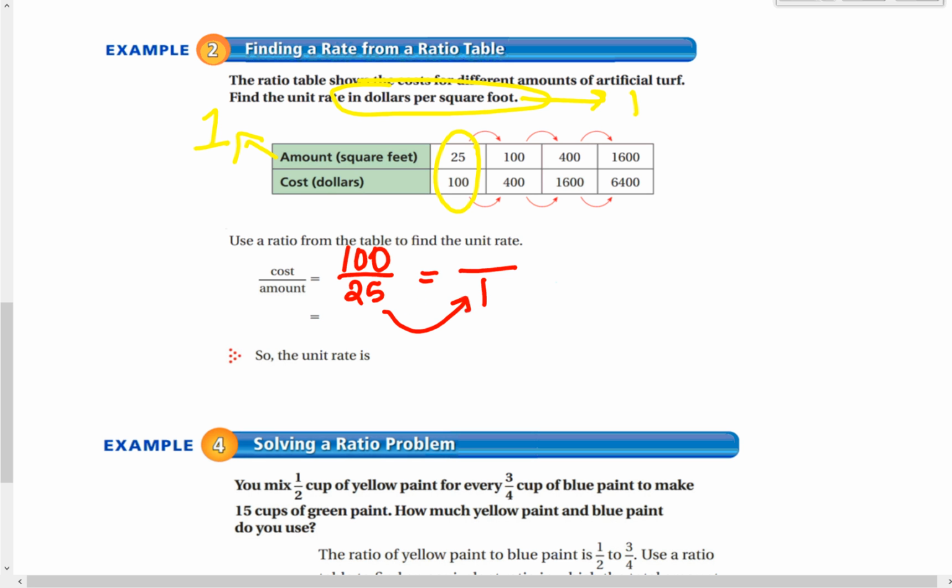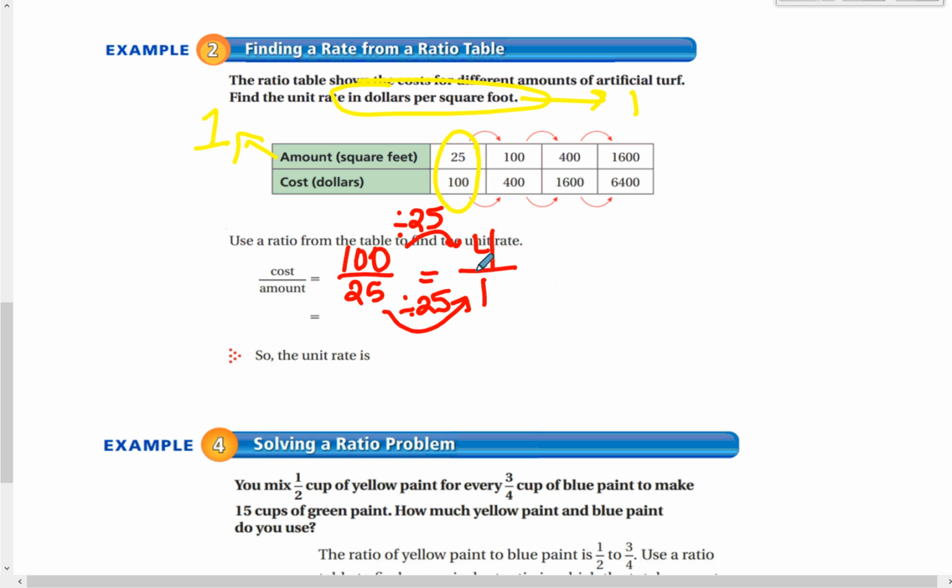Okay, how do we go from 25 to 1? Well, we're going to divide because we're getting smaller. So we notice that 1 is a smaller number than 25, so we know we're dividing. If we were multiplying, it would get bigger. And we have to divide by 25 in order to get down to 1. 25 divided by 25 is 1. Do the same thing on the top. Take 100 divided by 25, and we get 4.